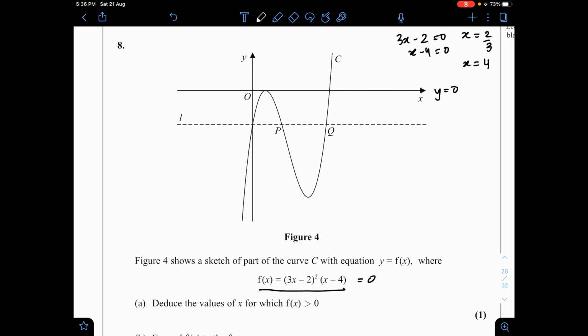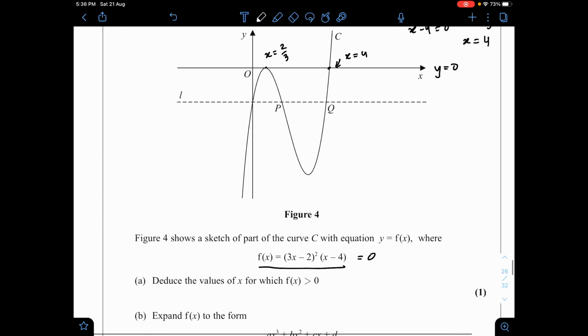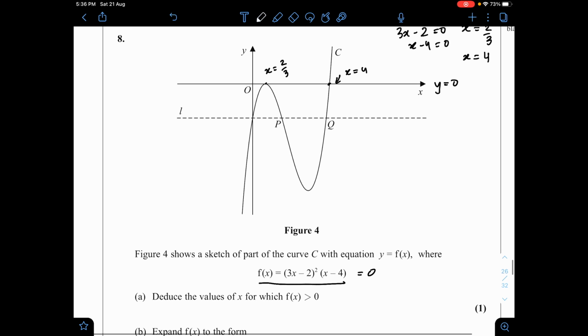So which one is this? This is obviously x equals 4, right? And this is our x equals 2 over 3. So we know the values for which it's greater than 0 are the values greater than 4, right? So that's our 1 mark over here.